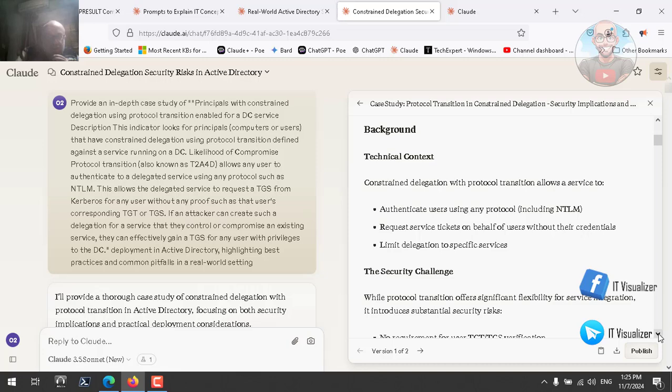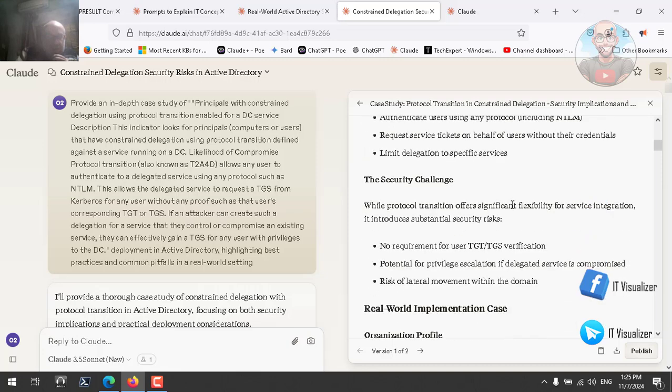The security challenge. While protocol transition offers significant flexibility for service integration, it introduces substantial security risk. No requirement for user TGT or TGS, ticket granting ticket or ticket granting service ticket, for the purpose of verification, potential for privilege escalation if the delegated service is compromised, risk of lateral movement within the domain.